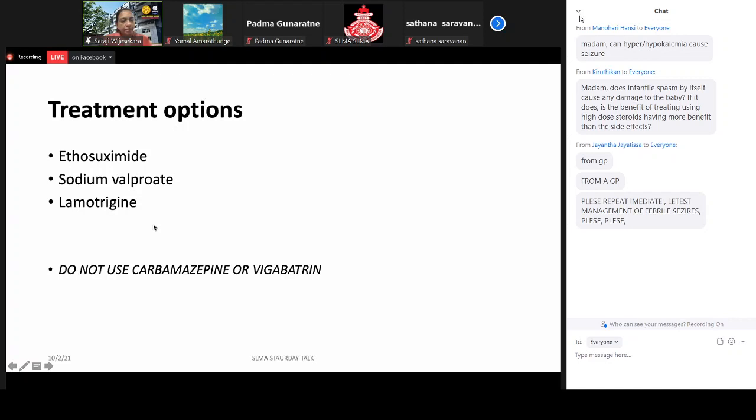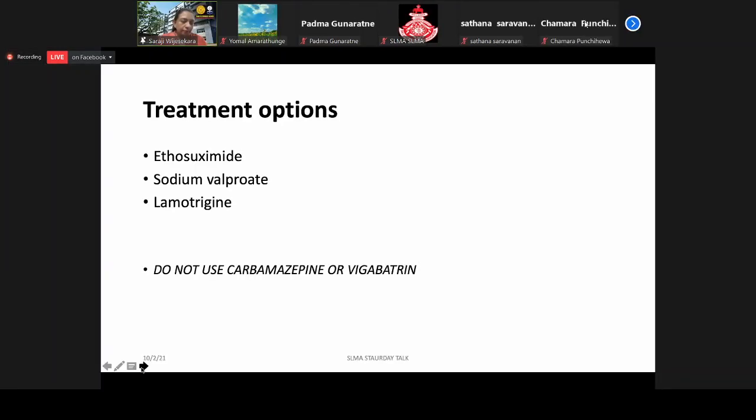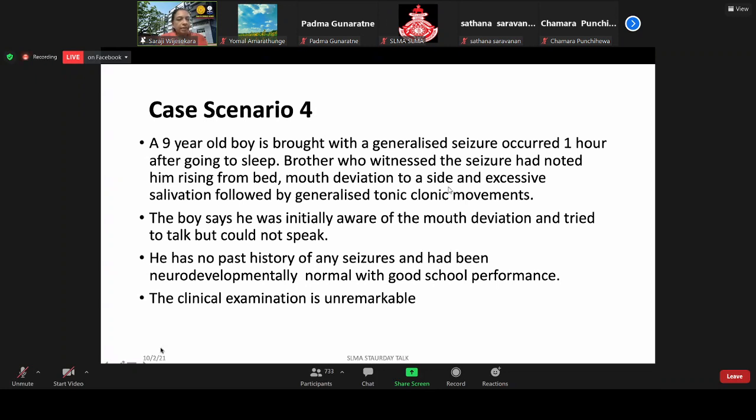So any of these can be used as first line. But you have to make note that carbamazepine and vigabatrin can cause worsening of absence epilepsy, so you should not use them. Right. Moving on to case scenario 4.